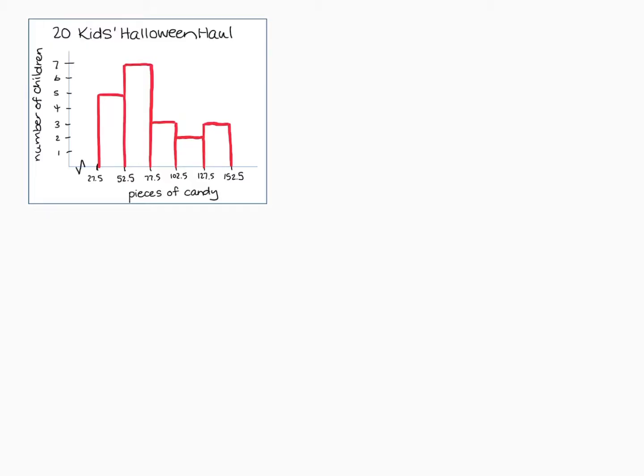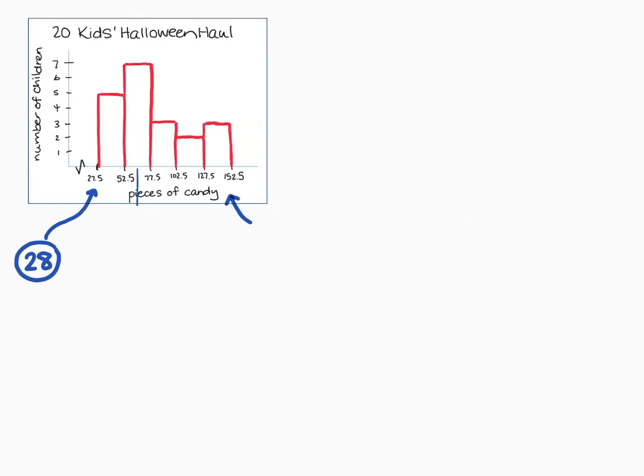Now that we have just the histogram, what can we tell and what can't we tell? Well, I know how many children are in each of those classes, but I can't really tell individual data values. Except that I know that the lowest number of pieces would have to be 28, because that's how that first class is constructed. I don't know what the highest would be. Could be 152, but maybe not. So that's really the only data value we can even come up with. Otherwise, we'd just be relying on those class midpoints if we wanted to think about averages or anything.